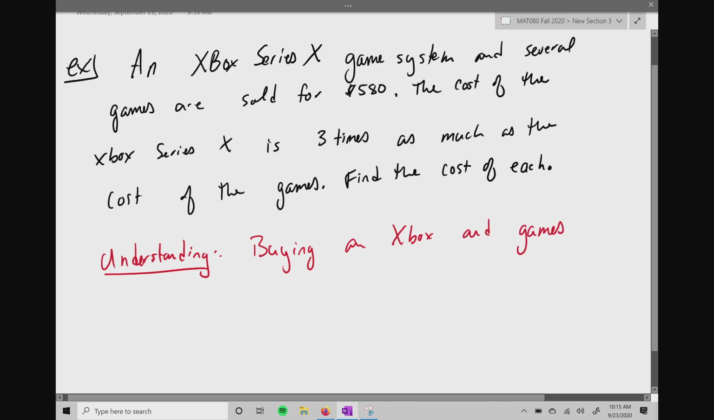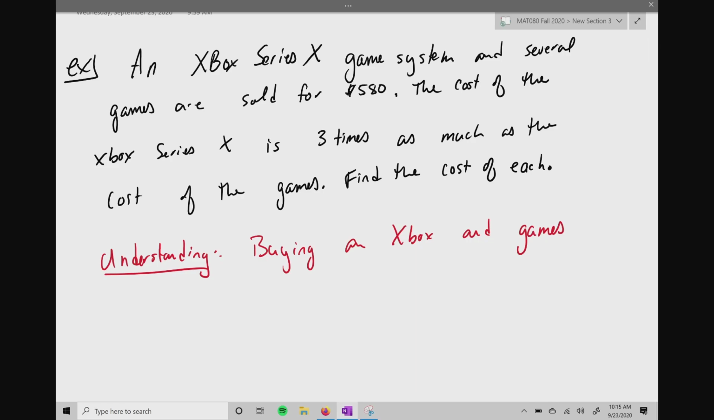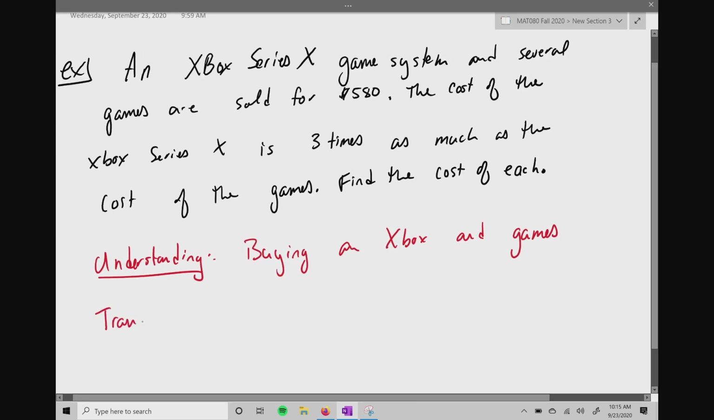All right, so we're buying an Xbox and some games. That's the first step. We understand what's happening, okay? What's the second step now? Isn't it translate? Translate, very good. So we're going to translate.